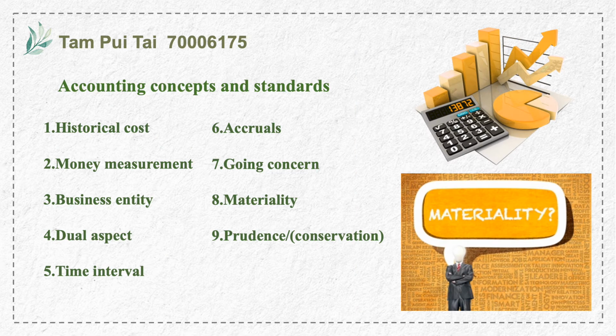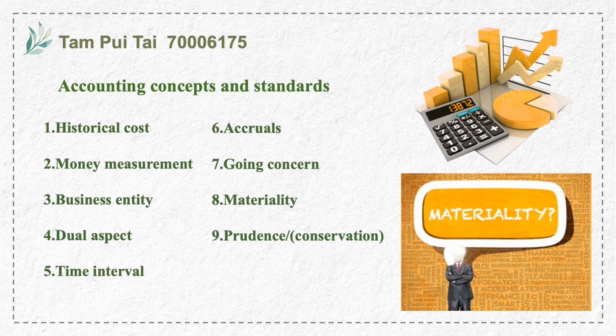Next is chapter 7. We learn about accounting concepts and standards. First one, historical cost. It requires that assets are normally shown at cost price. Number 2, money measurement. It requires that accounting information is traditionally only concerned with facts. Number 3, business entity. It is implied that the affairs of a business are to be treated as being quite separate from the non-business activity of its owner. Number 4, dual aspect.